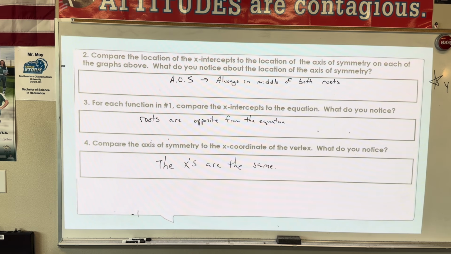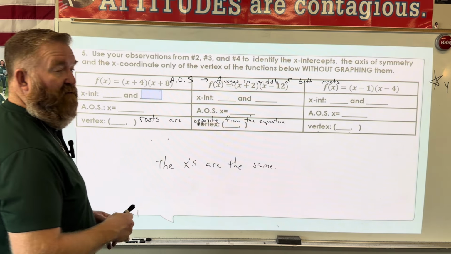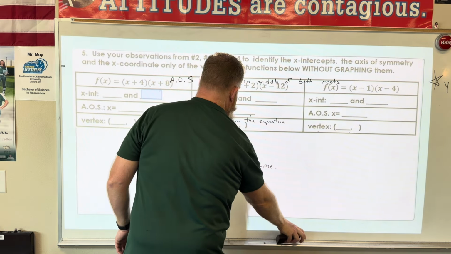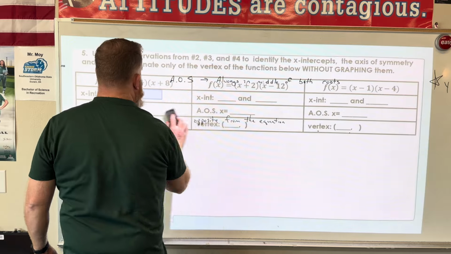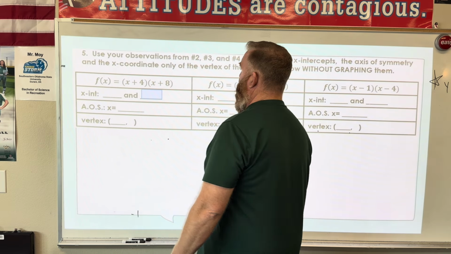Okay, so now what we're going to do is jump down to the next one. Using your observation for number 2, 3, and 4, we're going to identify the x-intercepts without a graph. Now we're doing it without a graph, without actually seeing them. Very, very simple. All right, here we go.